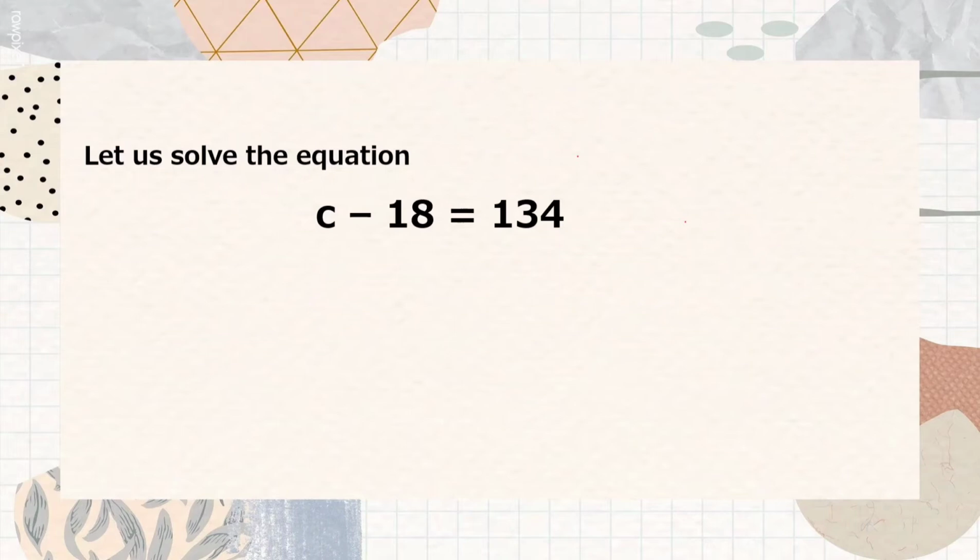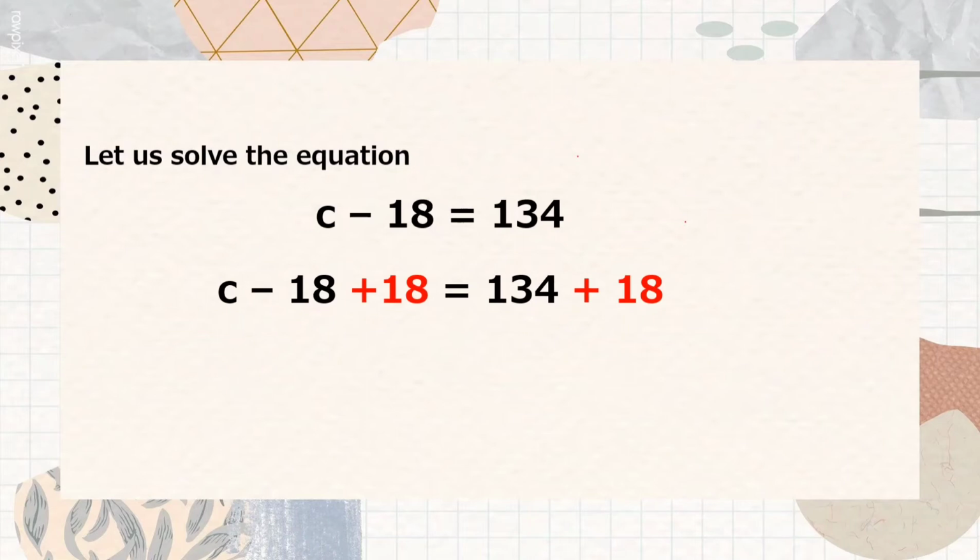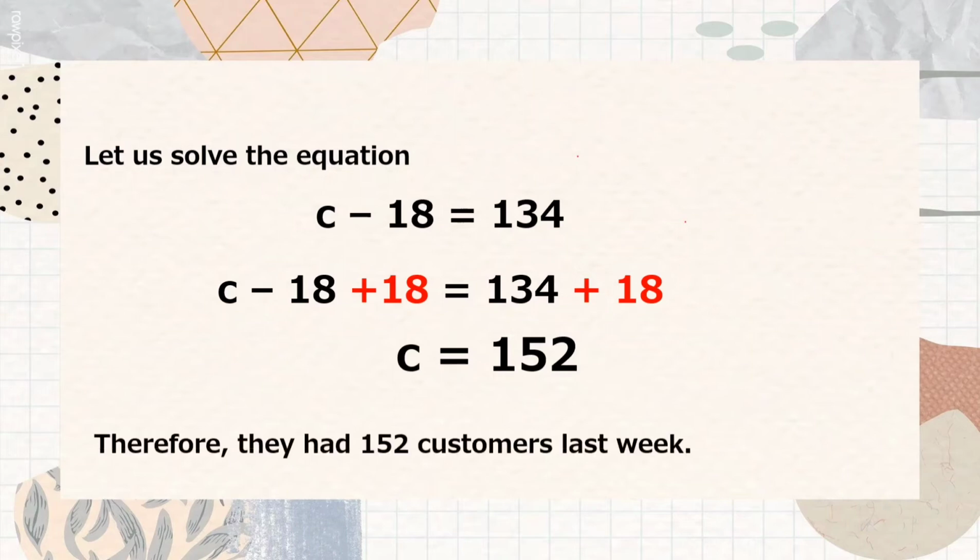So what will we do? We will add positive 18, or plus 18, to both sides of the equation. So we have C minus 18 plus 18 is equal to 134 plus 18. Since negative 18 plus 18 is 0, we have C is equal to 134 plus 18. The answer will become 152. Therefore, they had 152 customers last week.